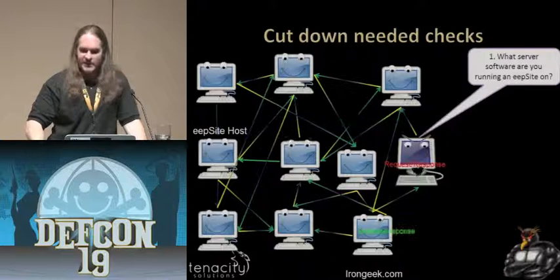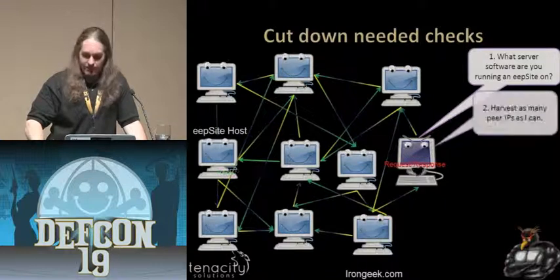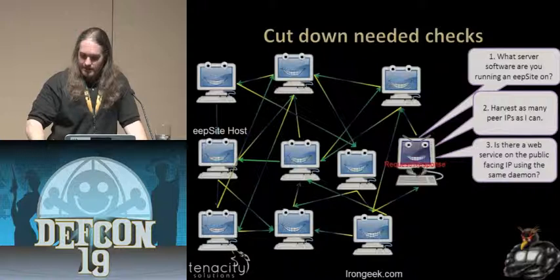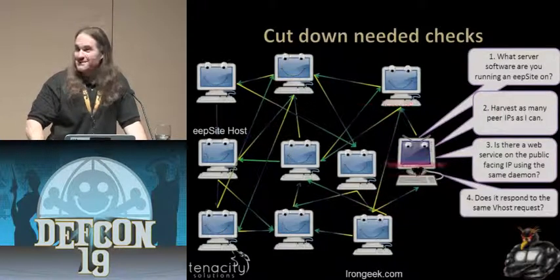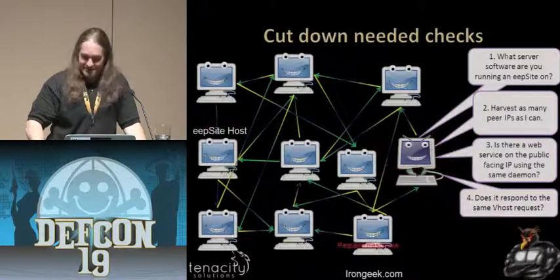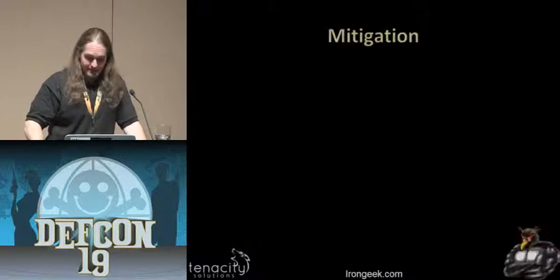You can also do various things to cut down the number of checks. What server software is running on the eepsite? I mentioned that somewhat before. You can harvest as many IPs as possible. Is the web server on the public-facing IP running the same daemon? You can make a vhost request and see if you can get the eepsite from the public-facing IP address. And if so, yippee, you've found what box that is.